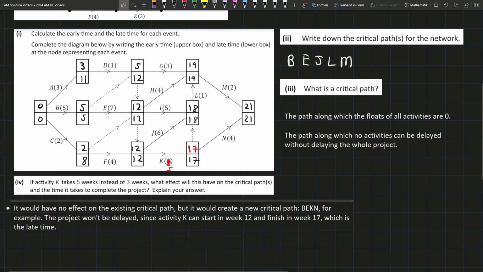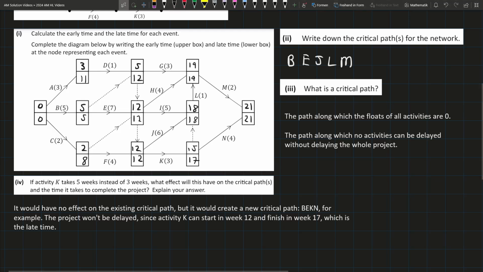So we have a new critical path, but the project won't be delayed since activity K can start in week 12 and finish in week 17, which is the late time. So it can start on day 12, and if we start it straight away, we'll be on day 17, plus the 4, 21. Nothing's delayed, and it's all good. So the project won't be delayed, but there's a new critical path. So that's what would happen if it was equal to 5. But I'm going to move it back to what it was now. I believe this was 15.